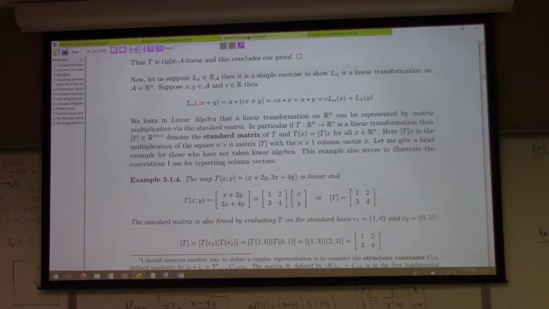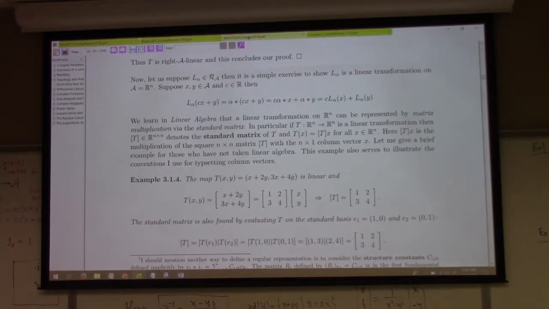Here's the proof. If I have cx plus y, by definition that's alpha times (cx plus y), but by the definition of the algebra, I can pull the constant out using that bilinearity we talked about. And so I've got c times alpha x plus alpha y. So this is exactly c times L alpha of x plus L alpha of y. So this proves that the left multiplication by alpha map is in fact what's called a linear transformation.